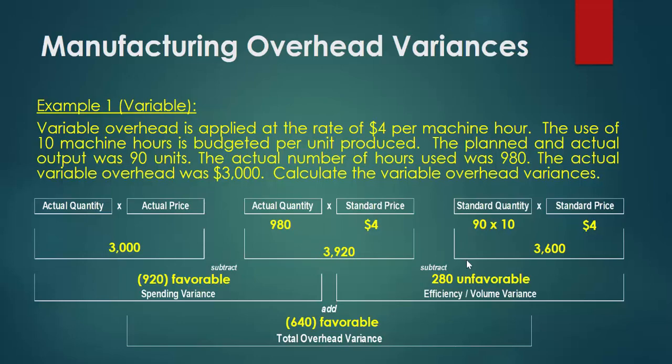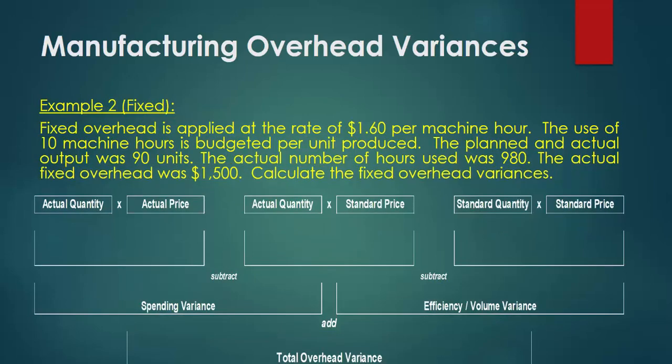Then we'll go into the second example. So in this example, it says fixed overhead is applied at the rate of $1.60 per machine hour. The use of 10 machine hours is budgeted per unit produced. The planned and actual output was 90 units. The actual number of hours used was 980. The actual fixed overhead was $1,500. Calculate the fixed overhead variances.